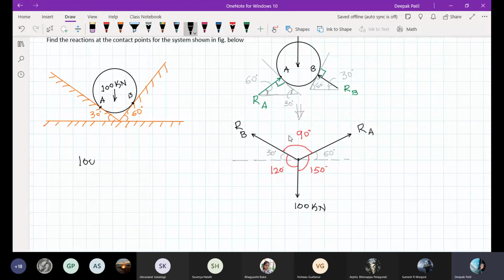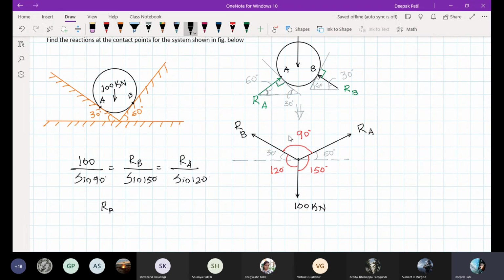So 100 divided by sine of 90 is equal to RB divided by sine of 150, which is equal to RA divided by sine of 120. You can do cross multiplications.